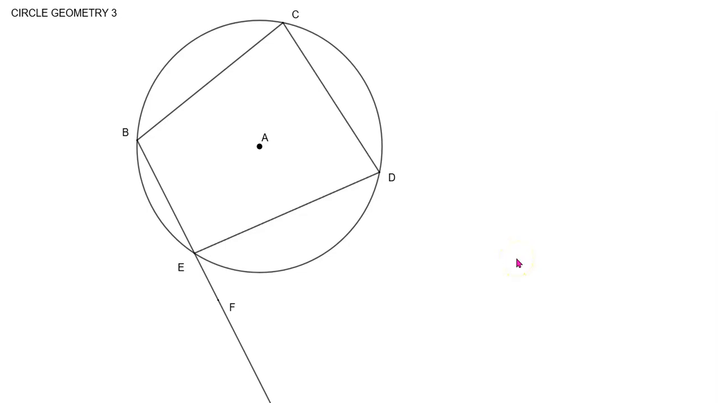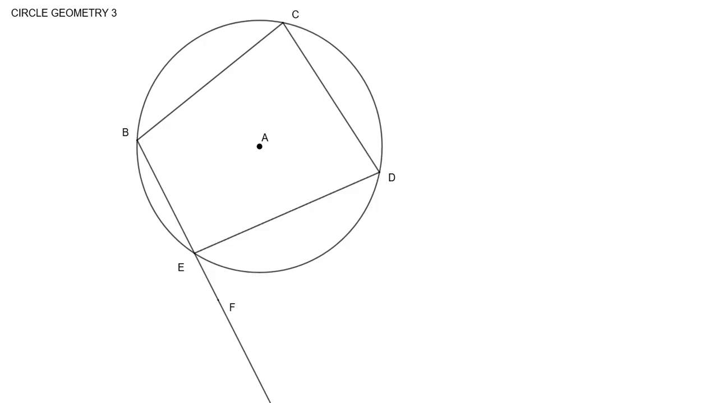So here we are with the third and last of the circle geometry videos for the IGCSE course. We take a look at the picture that we've got here in front of us. We have a circle with 4 points, B, C, D, and E, all lying on the edge of the circle.